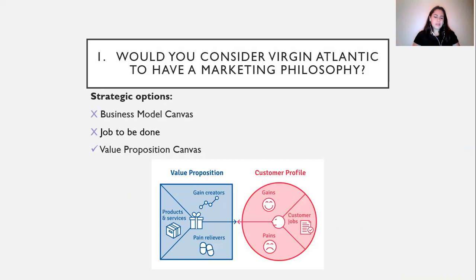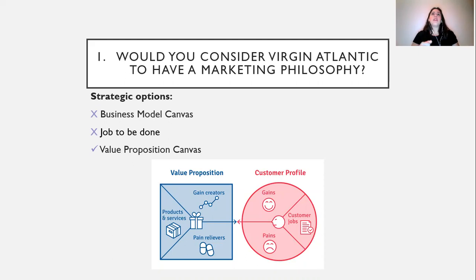So the strategic options that I identified are, well, the business model canvas to see the company as a whole, and not only focusing on marketing, but see how they will be performing and how marketing is aligned to the business and the value proposition.